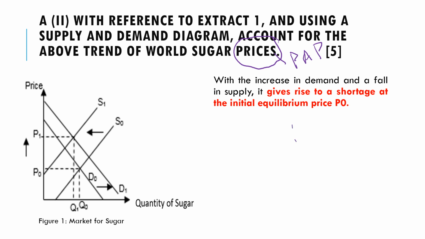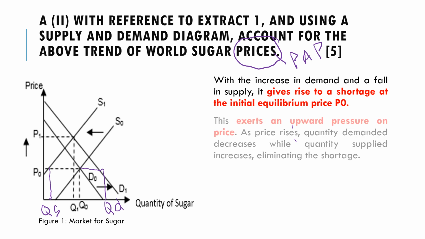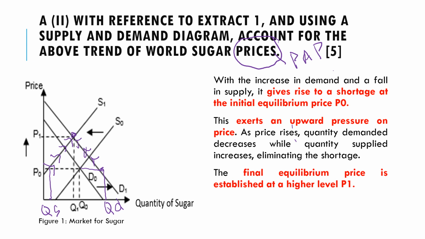Now, this shortage can be shown by QS and QD. The shortage will exert upward pressure on price, and as price increases, the quantity demanded would decrease and the quantity supplied will increase until the shortage is eliminated. And once the shortage is eliminated, a new equilibrium price is established at a higher level at P1.